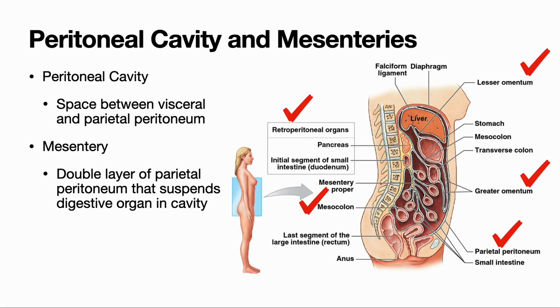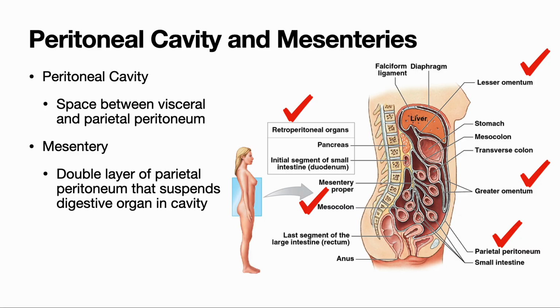Okay, before we get into some of the other organs of the digestive system, we do need to just remind ourselves about the peritoneal cavity and the mesenteries that support and suspend the structures or organs of the digestive system. So just a reminder that the peritoneal cavity is the space between the visceral and parietal peritoneum. You learned about that in AP1 lab.